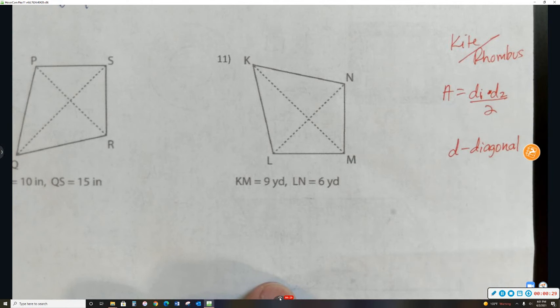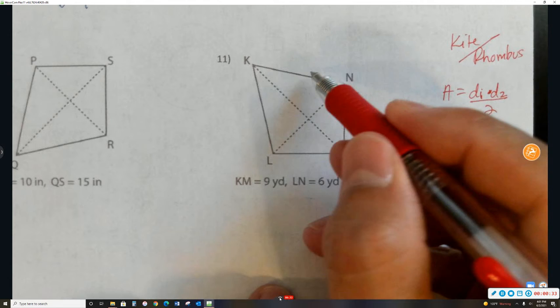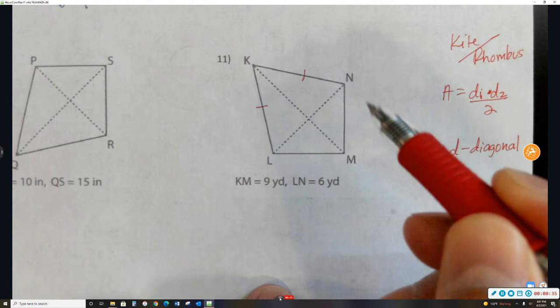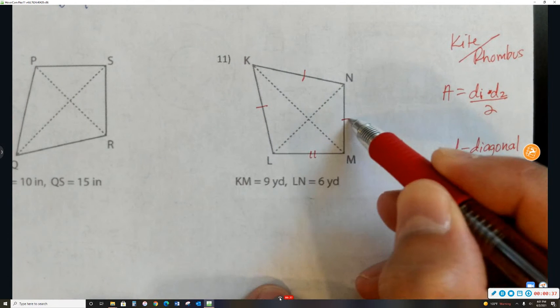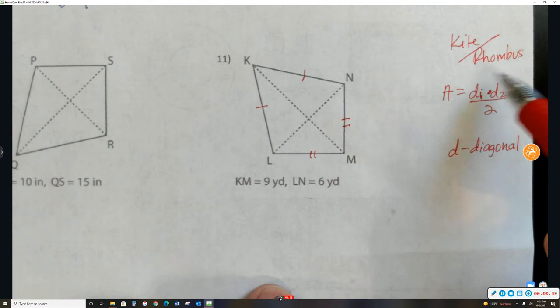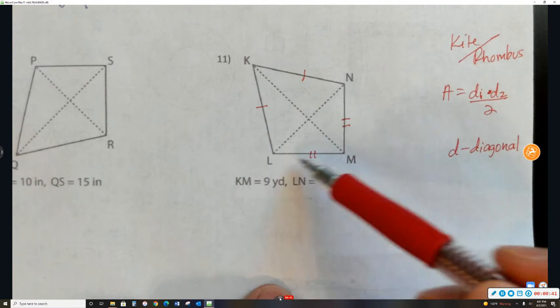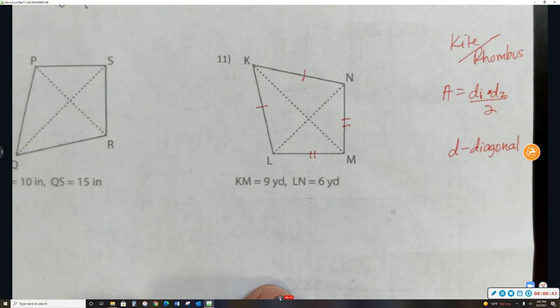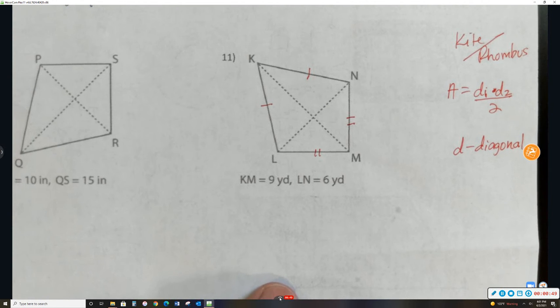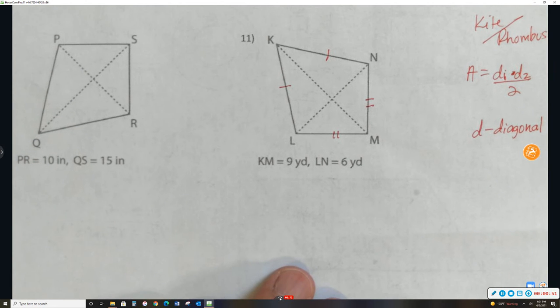And the difference between a kite and a rhombus is that in a kite, these two lengths are equal, and then these two lengths are equal. But for a rhombus, all four of these would be equal. A kite does look like a rhombus, and a rhombus kind of looks like a kite, but number 11 is definitely a kite.